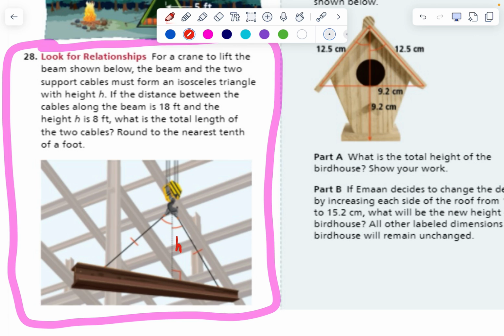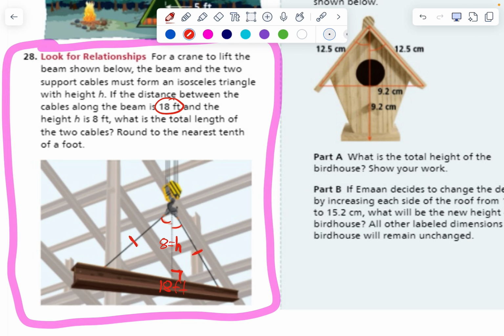It tells us, just in the picture, that these two sides are congruent and these two angles are. And you can see this 90 down here. So what is that line called, the vertical line? Yeah, it's a perpendicular bisector. And if you read through the problem, it says the two support cables must form an isosceles triangle. Again, trying to keep those cable lengths the same so that it's not flying around crazy. It says the beam is 18 feet, so that's helpful to put on here. And the height is 8. What is the total length of the two cables?